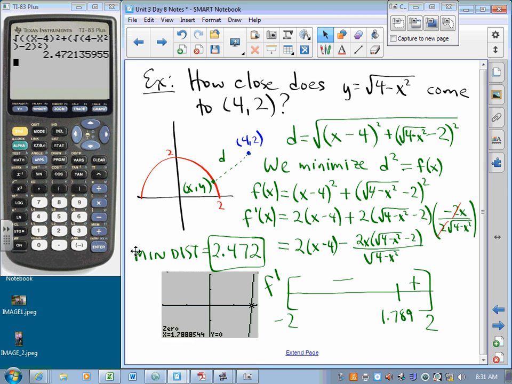Again, the rhythm. The problem leads to a picture. The picture shows us a formula. The formula leads to a derivative. The derivative leads to critical points. The critical points tell me maxes and mins. I'm going to go one more.